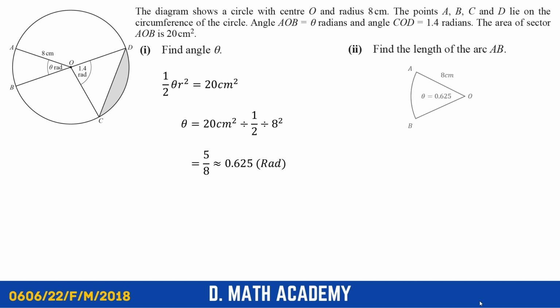As for identifying the arc AB here, all you need to do is to take the theta that we identified earlier, multiply it by 8, then we get the result as 5 centimeters.